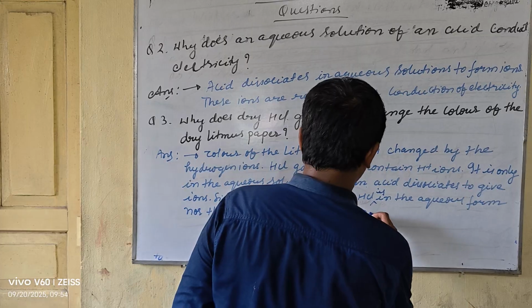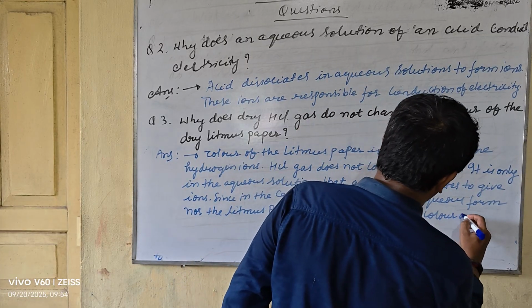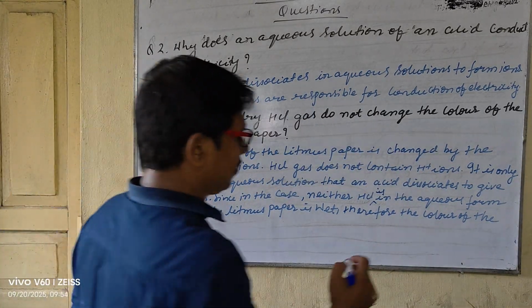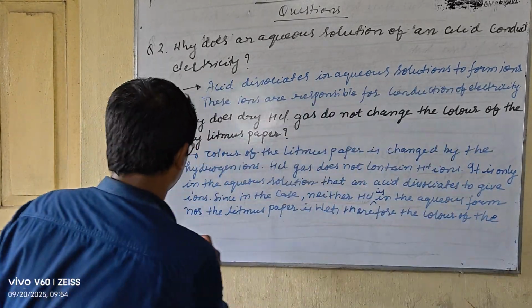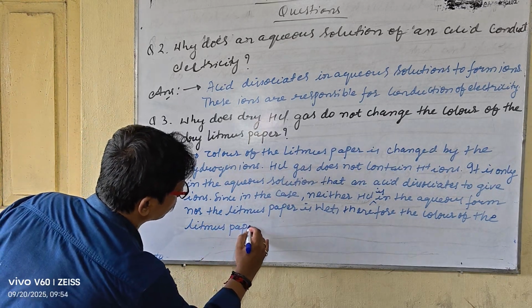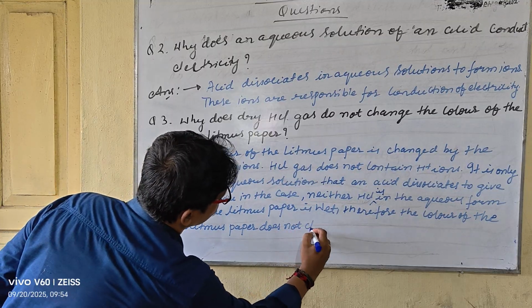Therefore, the color of the litmus paper does not change.